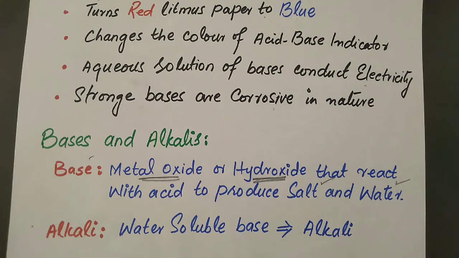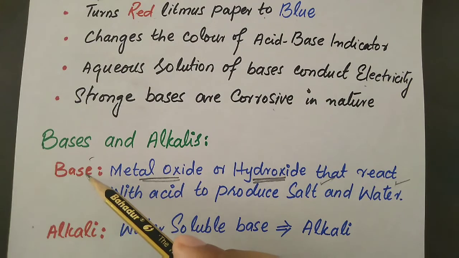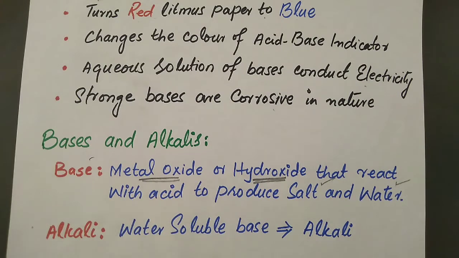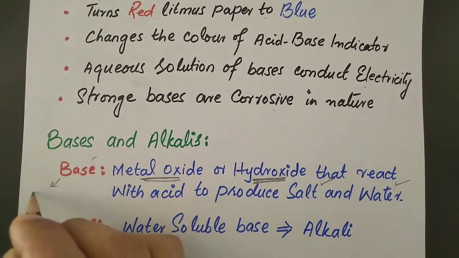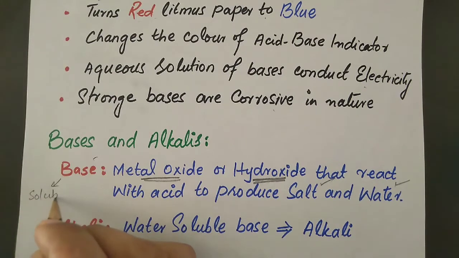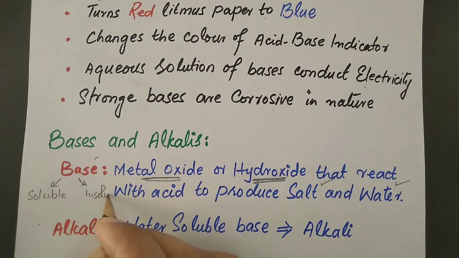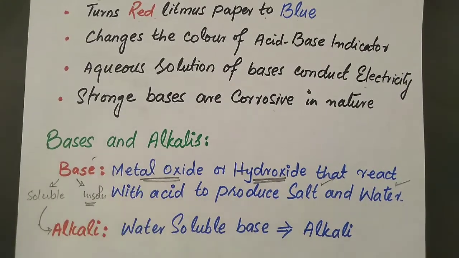So in this regard we can say that all the alkalis are bases, but not all the bases are alkalis, because bases can be of two types, that is soluble bases and insoluble bases. The soluble bases will be the alkalis, whereas insoluble bases will not be called alkalis, they will be called simple bases.